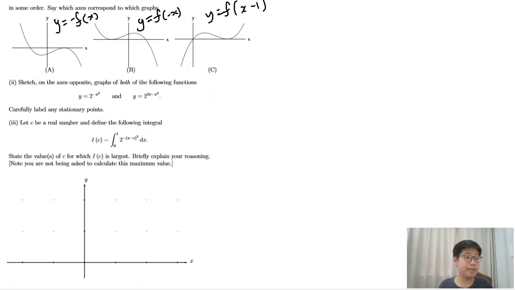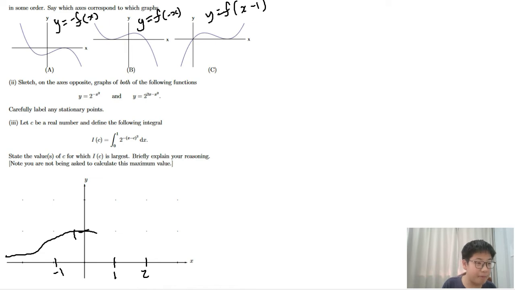Sketch on the axes opposite graphs of both the following functions. These functions will look strangely familiar if you know about the Gaussian distribution, bell curve, normal distribution. The reason why it's got so many names is because it's so common everywhere. So let us label the axes 1, 2, negative 1. So y equals 2 to the power of negative x squared looks just like y equals e to the power of negative x squared, just a little bit wider.